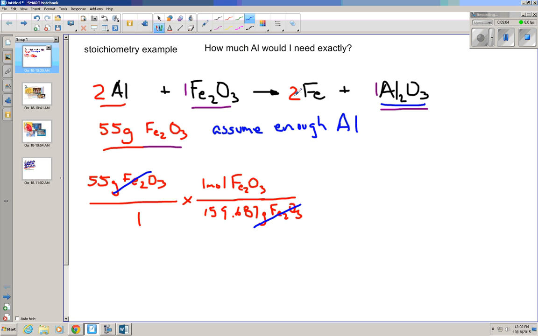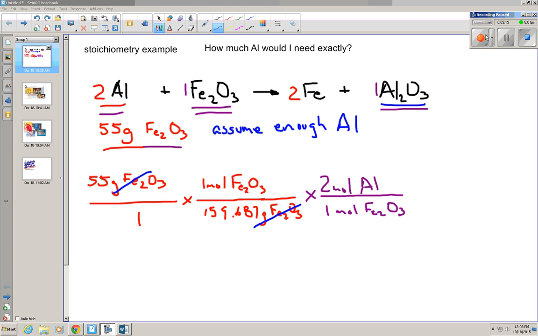Now, this is the most important part, I need to look at the chemical equation. What is the relationship between iron oxide and aluminum? Well, looking at the numbers, it's a 1 to 2 ratio. So that's what I have to put in here next. Okay, so I have 2 moles aluminum for every 1 mole of iron oxide, which is the same as what's written here. 2 moles of aluminum for every 1 iron oxide. This is the same as 2 cups of brown sugar for every 1 cup of flour. All right, so this is going to cancel moles of iron oxide.